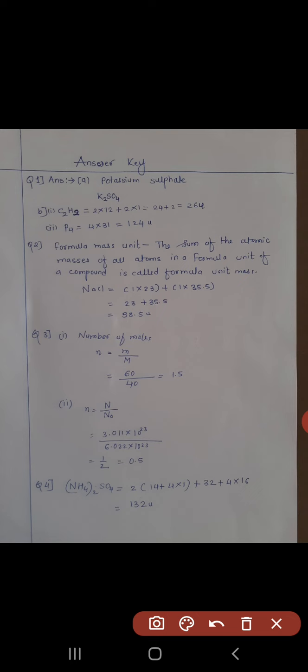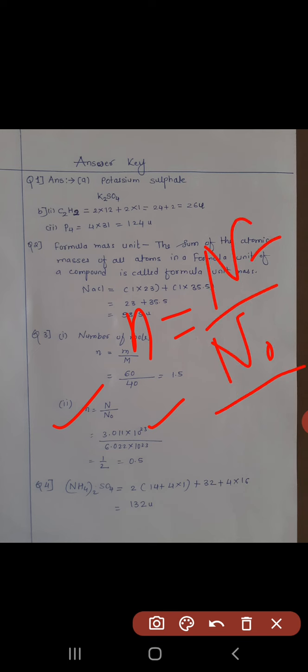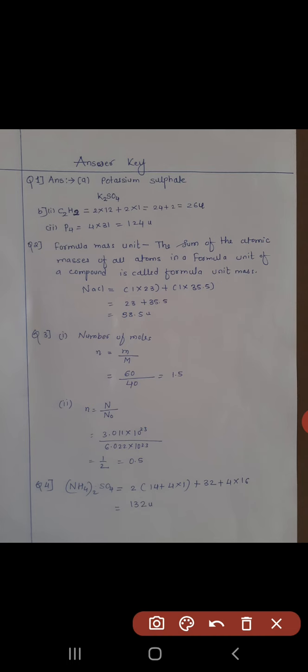Now the second calculation, again number of moles, but here the value given is 3.011 into 10 to the power 23 particles. The formula for this is capital N upon N0, where N0 is the Avogadro number and N is the number of particles. Put these values in the formula and calculate; the answer should be 0.5.